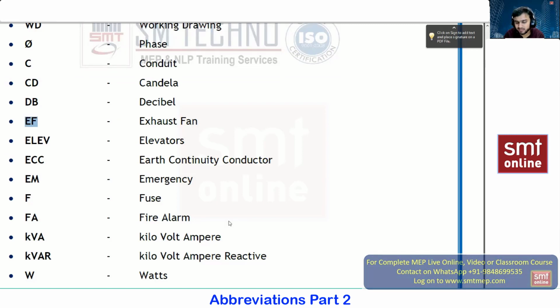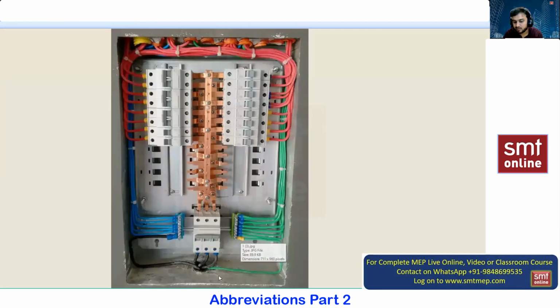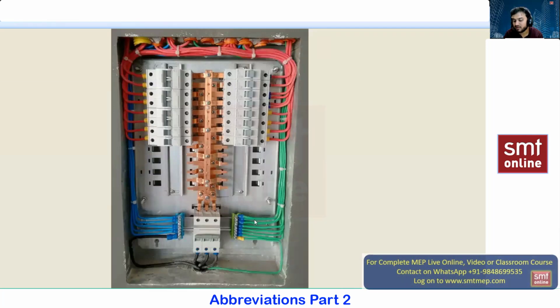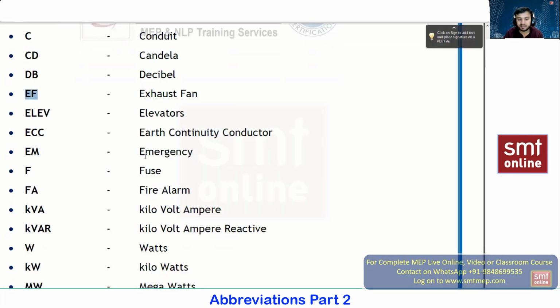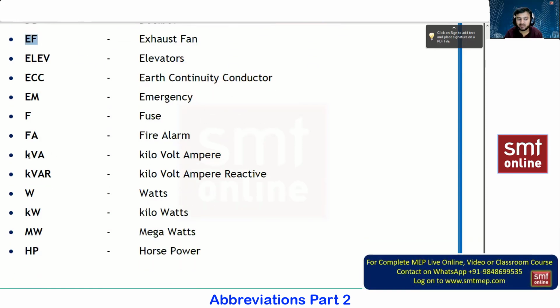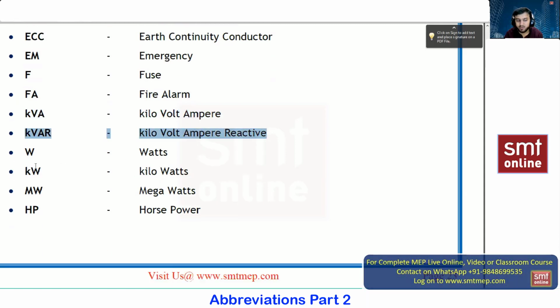Your earthing cable conductor is called ECC cable. Like you can see, this is earthing, for example. Yeah, this is earthing for you. These cables are called ECC cables. EM, nothing but emergency. F for the fuse. FA, fire alarm. kVA, the unit of apparent power, kilovolt ampere. Okay, kVAR, the unit of reactive power, kilovolt ampere reactive. Watts, kilowatts, megawatts, the unit of active power. HP is for horsepower.